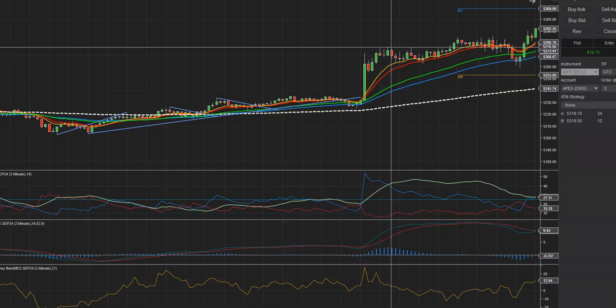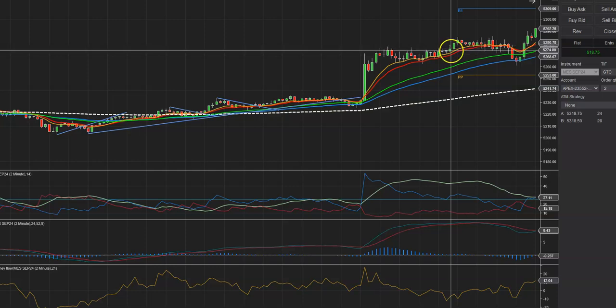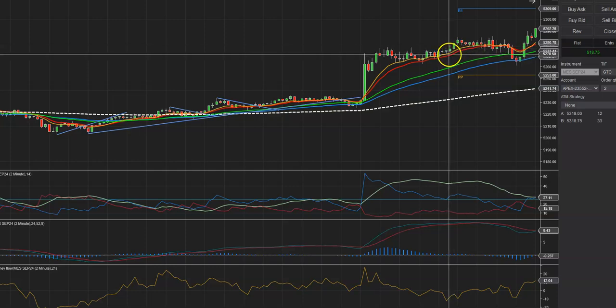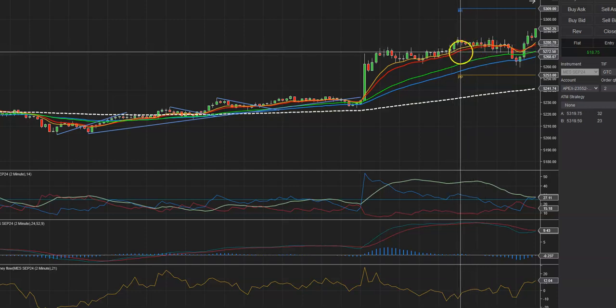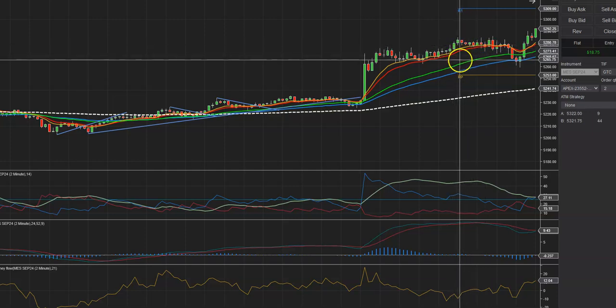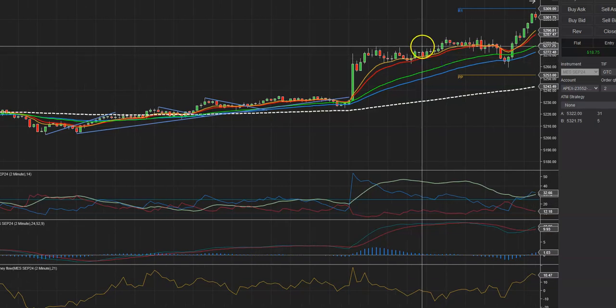So I got in again long here, and I think on this one I did get stopped. No, I did not get stopped out. I put it below the low of that candle that broke through. That was, I think, like a 5-point stop. And I just broke the rule I was just talking about. Anyway, we do that, right?